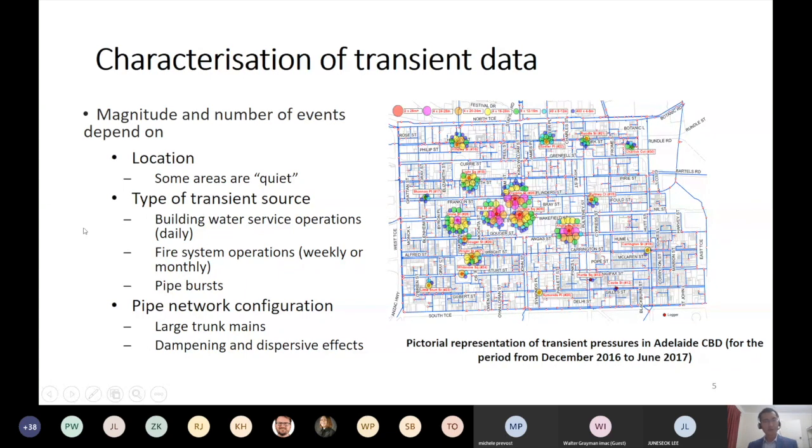Then in terms of the type of transient source, building water service operations are a major contributor to the transients we observed in the water distribution network. The fire system operations, again, these are in the buildings. The buildings, especially the multi-level buildings, have to go through regular fire system testings. Then the last one is pipe bursts. This is not very often, a few, every month probably.